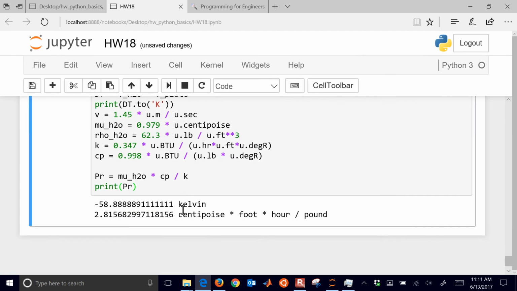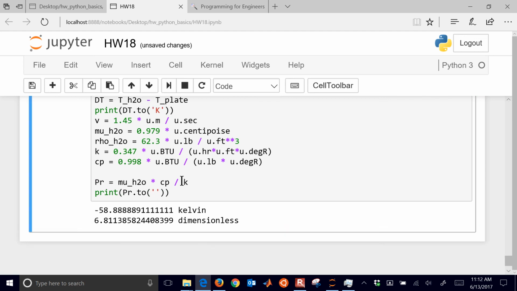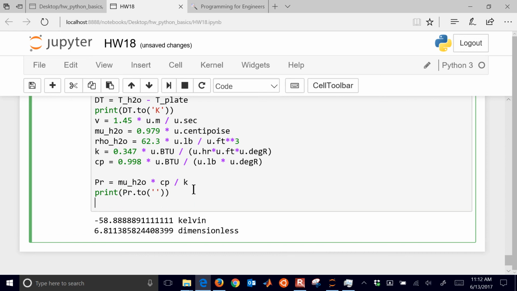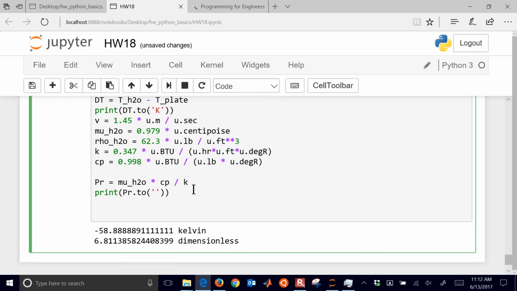Now, one thing you'll notice here is that the Prandtl number is going to show up with dimensions, and so it should be dimensionless. Let's go ahead and just check that. And if I cancel out those units, it's going to give me the same number, but without the units there. So those units are able to cancel. Now let's do the same thing with the Reynolds number as well. These are dimensionless numbers.